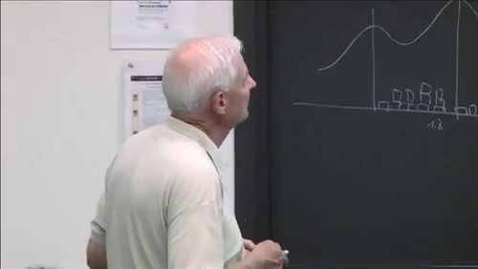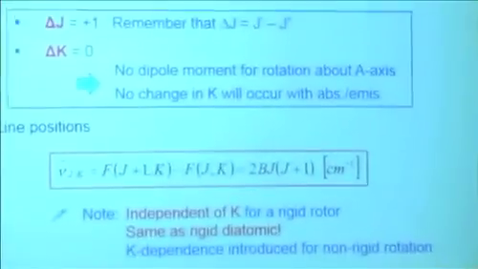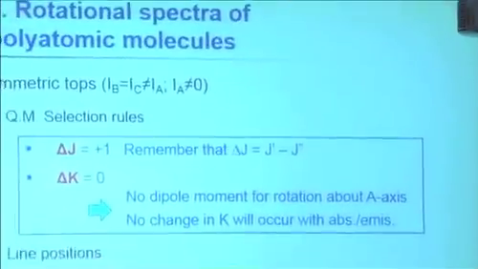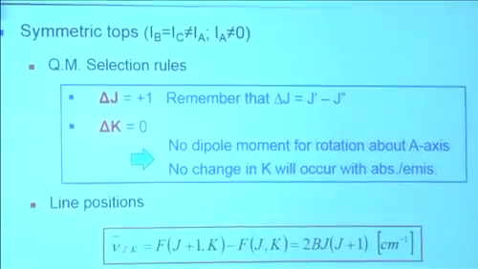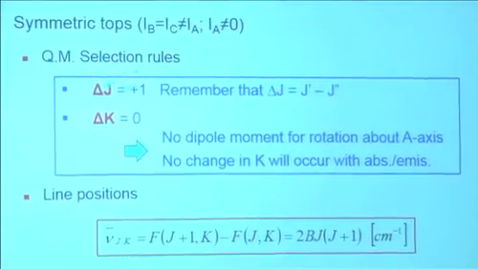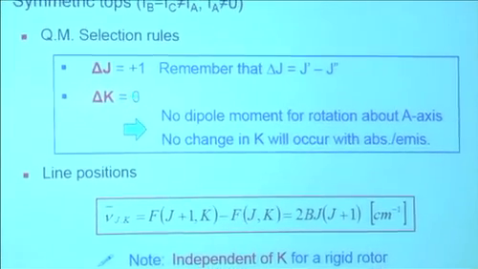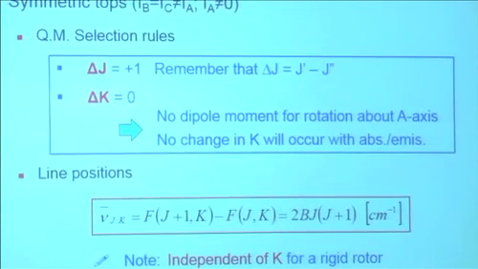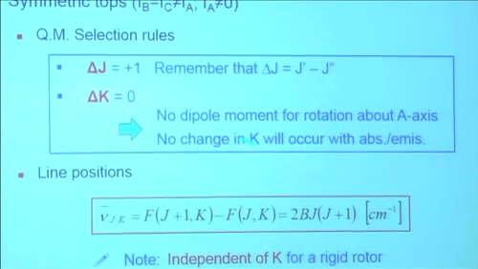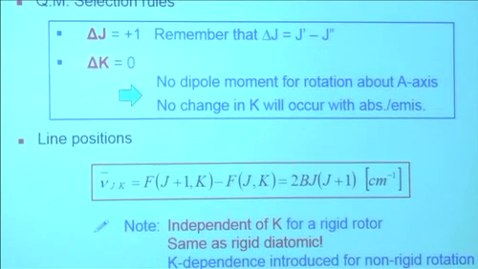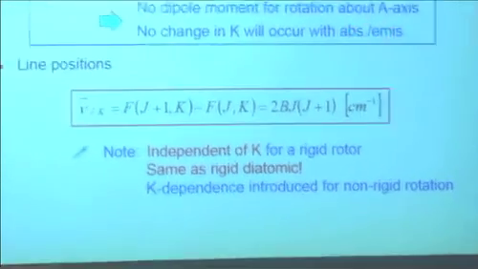So symmetric top, defined by this relationship. What are the rules? Well, delta J still turns out to be 1, and delta K will turn out to be 0. And the reason for that is that the rotation about the A-axis doesn't have any dipole moment. So there's not going to be any change in K when it absorbs or emits light.